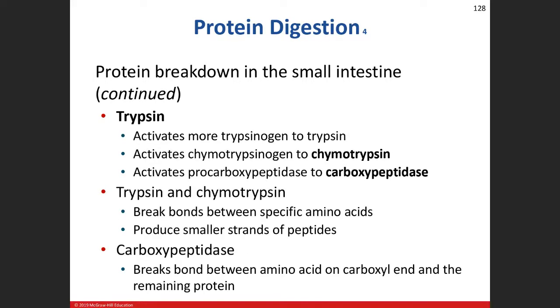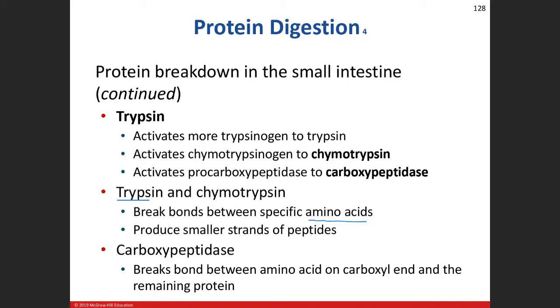So you can see once we've activated all our inactivated enzymes, now we can get down to the nitty-gritty. Now we can start to break down these denatured proteins into smaller structures. Because remember, we want to get down to the individual building blocks. In this case, that's amino acids.